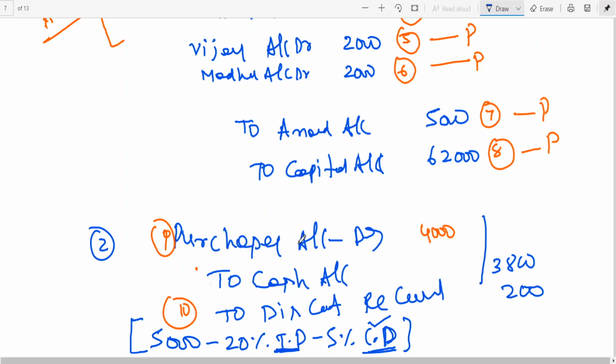So initially I had given the combined entry, separate entry, but I had not taken into consideration discount received. That entry, I just thought of combining it. That is why I have written like this initially. Initially I went purchases to cash 3,800, but again I should write purchases to discount received 200. That means purchases worth 4,000 rupees I am getting at a discount of 200, meaning I am paying 3,800.